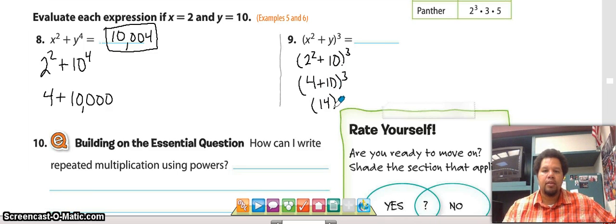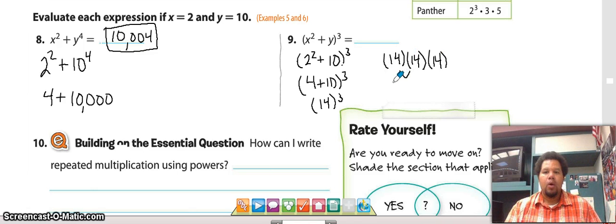And now let's evaluate 14 to the 3rd power, which means 14 times 14 times 14. So 14 times 14 is 196. And then we go ahead and multiply 196 times the 3rd 14, which comes out to be 2,744.